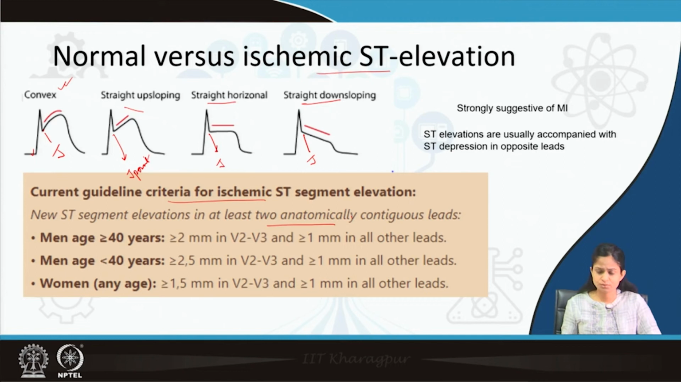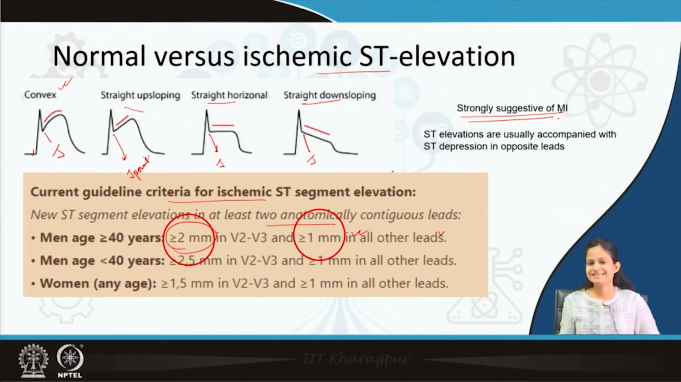Whether the age is more than 40 years or less than 40 years, irrespective of the gender, male or female, generally the elevation should be more than 2 millimeter in V2 and V3 and more than 1 millimeter in other leads. So, this is very specific. There can be a difference of 0.5 millimeter in the V2 and V3 anterior chest leads, but there has to be ST elevation of more than 1 millimeter in other leads. So, these are strongly suggestive of myocardial infarctions.